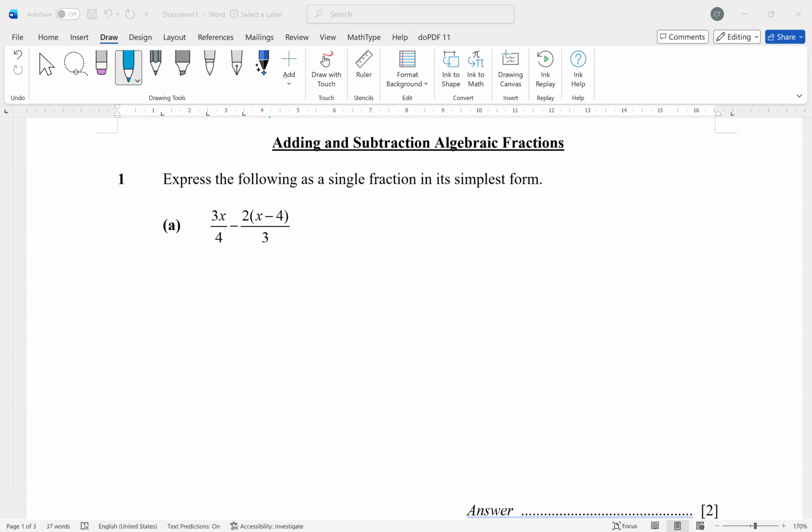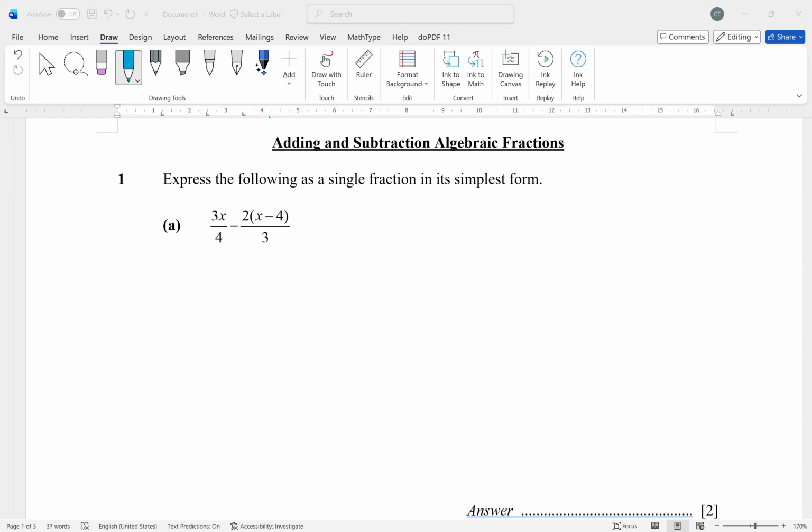In other words, they want us to combine these two fractions, one of it is 3x over 4 and the other one is 2 times x minus 4 over 3, into a single fraction. We know that in order to add or subtract fractions, the denominator must be the same. In this case, one of the denominators is a 4 and the other one is a 3.